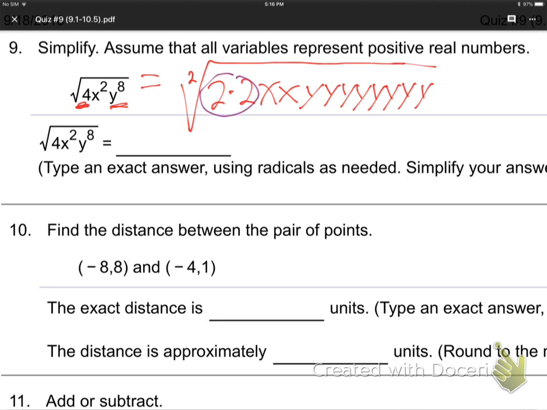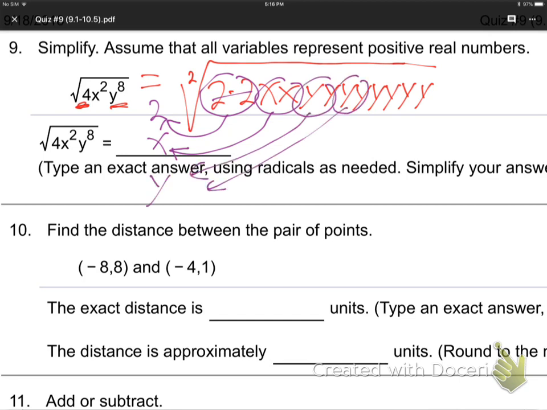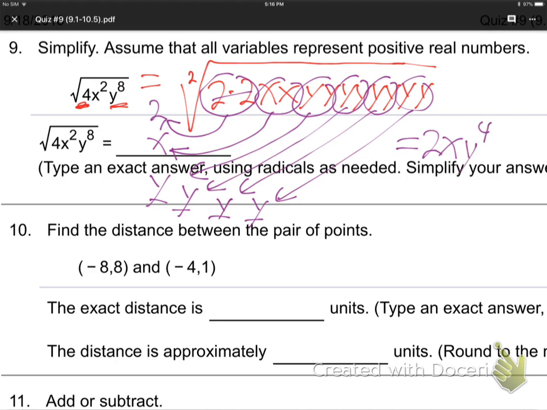So 2 2's in, 1 2 out. 2 x's in, 1 x out. 2 y's in, 1 y out. 2 y's in, 1 y out. So what makes it out altogether? 2x, and how many y's? 1, 2, 3, 4 y's. Is there anything left inside? I guess not. Everything went out, so there's no more root. That's it, 2x y to the 4th.